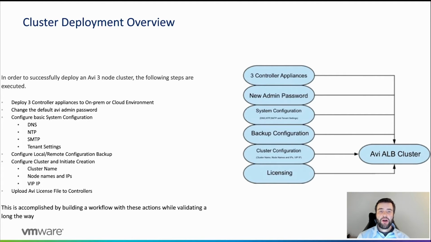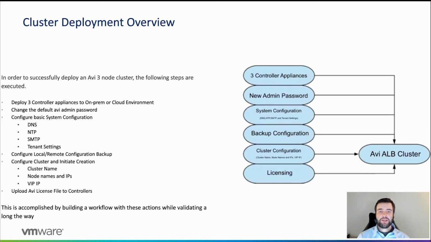Once the controller nodes are up and online, we can start configuring the environment. We will choose a single cluster node as the cluster leader and start the configuration on that node. During the cluster configuration stage, the settings will be propagated to each node. The next steps are to configure a new admin password, configure system configuration parameters such as DNS, NTP, SMTP, and tenant settings. Then configure local or external backup configuration.